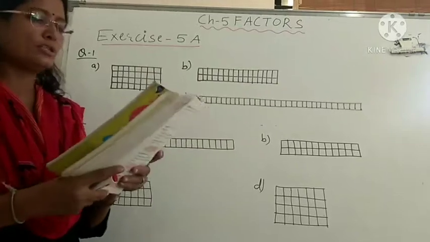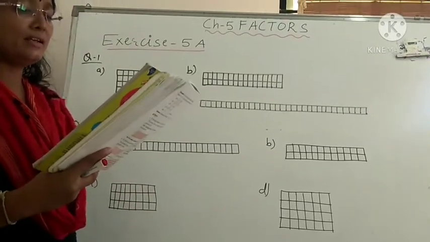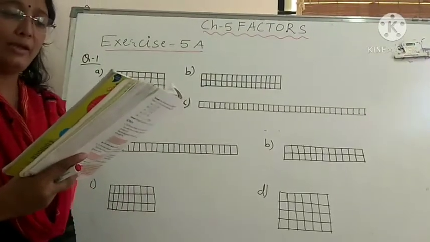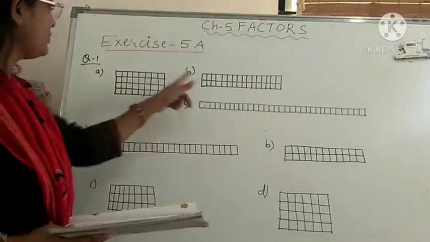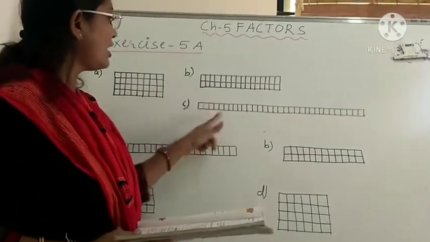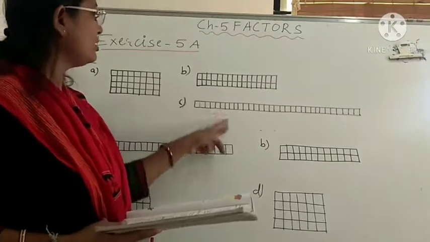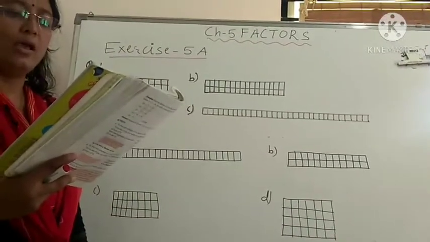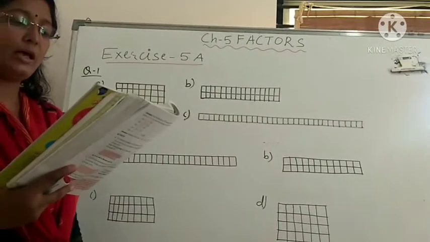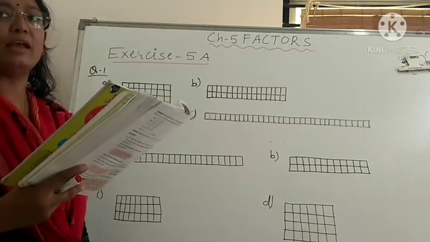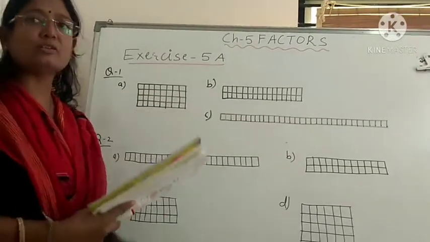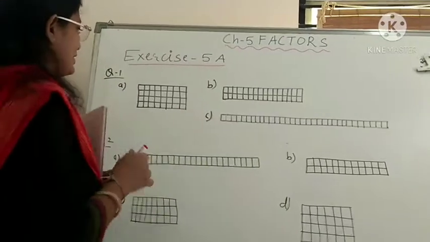Right, question number 1. These rectangles have been made using 32 squares, meaning A, B and C. These are all 32 squares. If you count this all, they are 32 squares. Find the factors of 32 with the help of these rectangles, and one has been done for you. Okay, first one is already done for you, and that is this one.